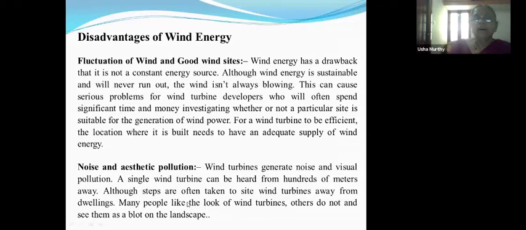Many people like to look at wind turbines, others do not. So again, it depends. Aesthetically, it may spoil the aesthetics, or sometimes it also improves the aesthetics.